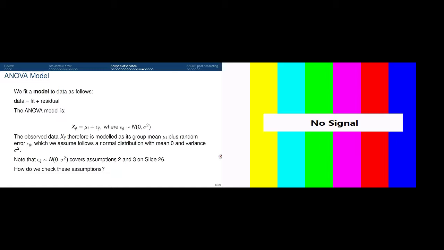Conceptually, the way that ANOVA works is it fits a model, all right? And that model says, okay, we have some data. We're going to have our model that explains the variation in that data, and then we're going to have some leftover residuals, some leftover unexplained variation. And so the way we write that for the ANOVA model is that our data point is equal to the mean of the group that it comes from plus some scatter.